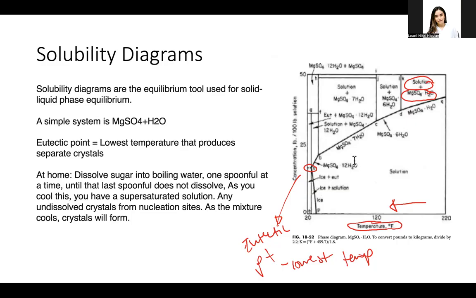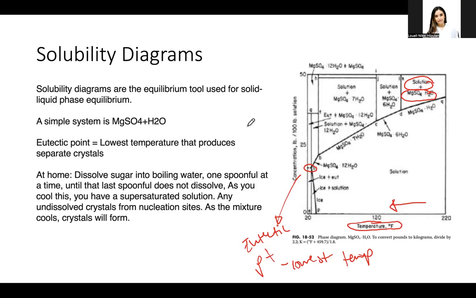Now, if you get below that temperature, you get both types of crystals. Although they're pure, separating them is a challenge. So, for example, if you have salt and sugar and you separate them, it's quite challenging.